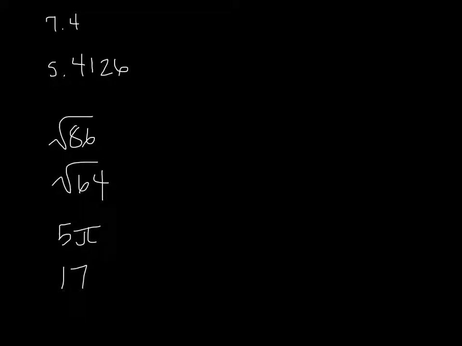So if I have the number 7.4, that terminates, so that is going to be a rational number. If I have 7.4 repeating, that is also going to equal a rational number. It repeats, therefore it is able to be put into a fraction or ratio, and it is a rational number.